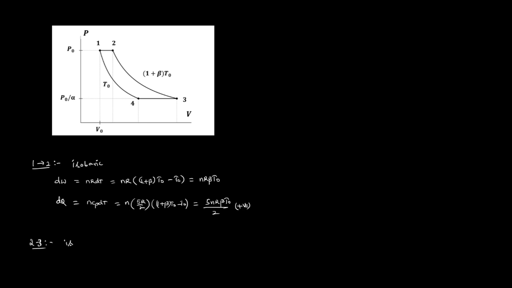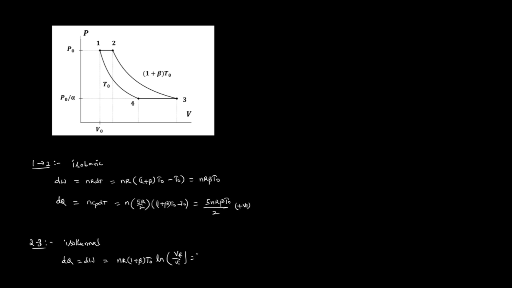Next we'll go with the 2 to 3. 2 to 3 is an isothermal process, so we can say that dU is 0. As dU is 0, dQ and dW are both the same, which can be written as nR into temperature, where temperature is (1 plus beta) into T naught, into ln of V final by V initial. Here V final by V initial is V3 by V2. Or else you can write P initial by P final also, if you know the pressures.